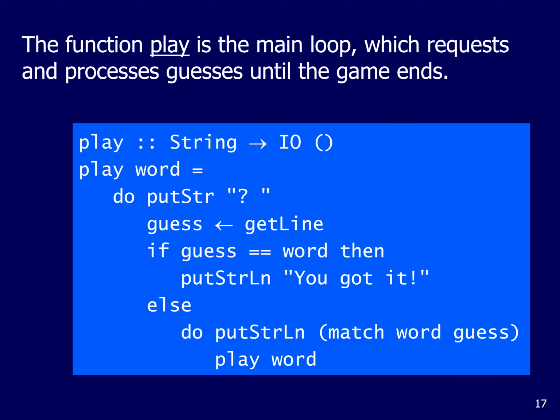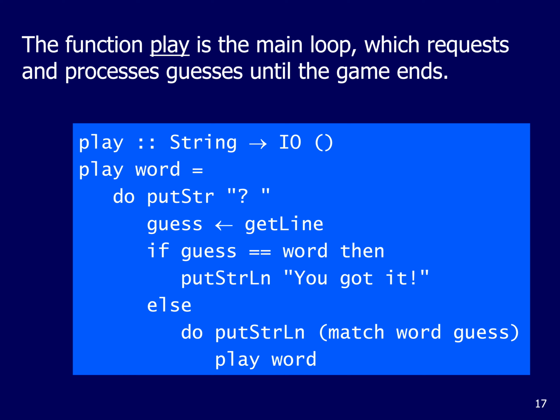The second thing we need to think about defining now is the function called play, which implements the main game loop. What this is going to do is request and process guesses until the game ends. So let's look at the type first of all. play is a function. It takes a string as input, which is going to be the secret word, and then it's a purely interactive program which is going to be executed for its side effects and doesn't actually return any meaningful result value. It's just going to return a void result.